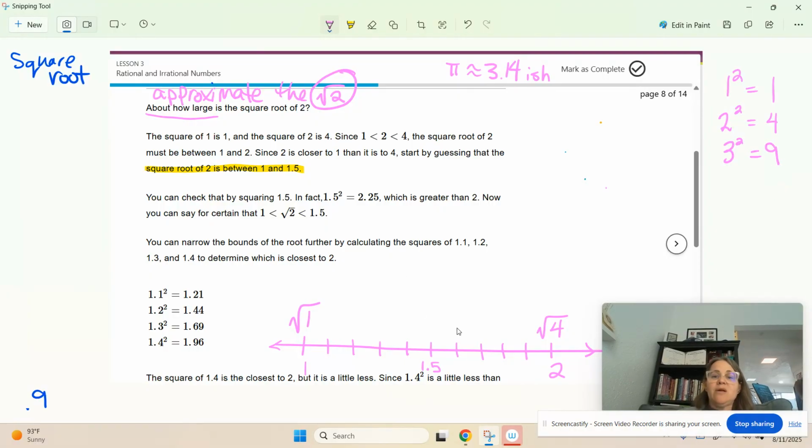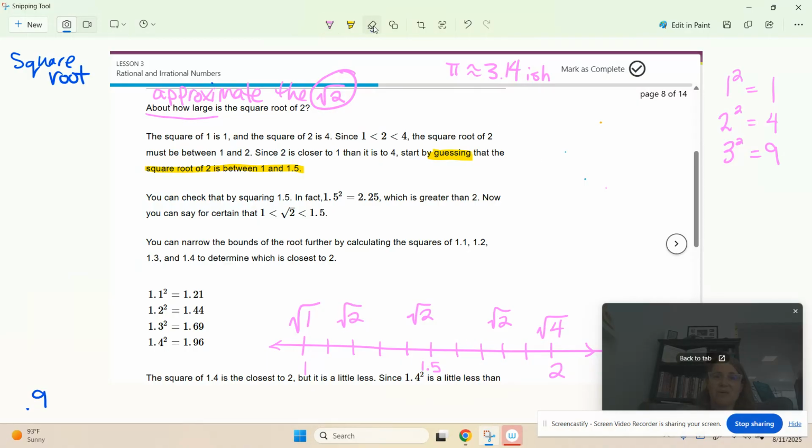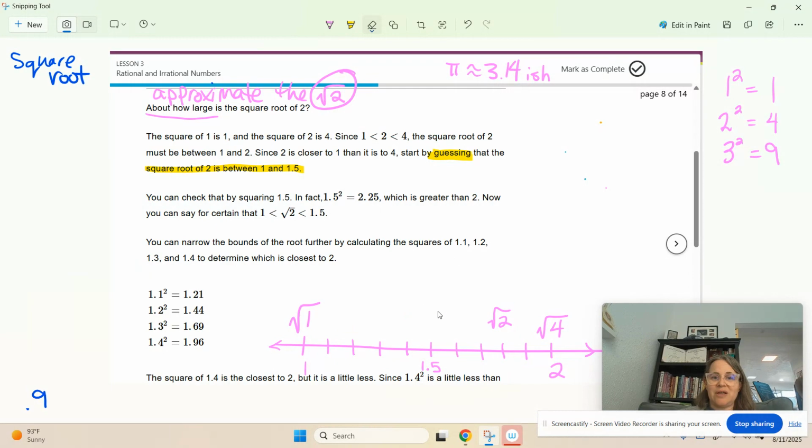All right. So the square root of 2 here, this is a crucial thing here. They're just guessing. Okay. We know that root 2 has to be somewhere between root 1 and root 4, but we don't know where. Could be here, could be here, could be here. We don't really know. Okay. So what they're going to have us do here is make this guess of 1.5, and then we're going to go from there.